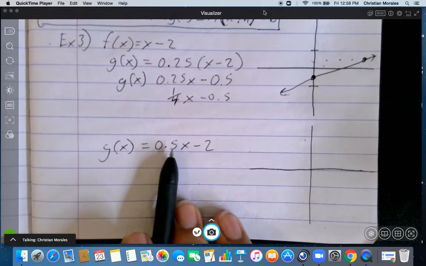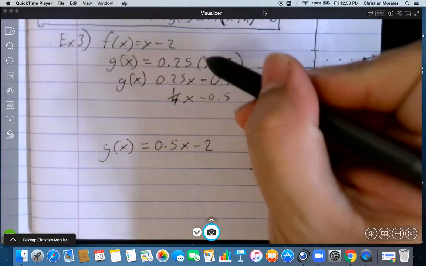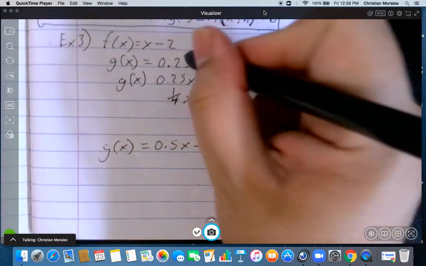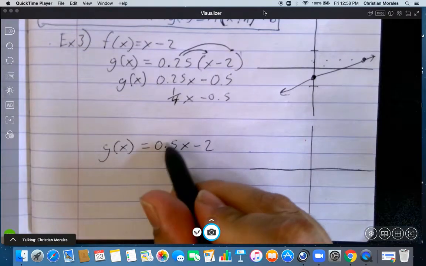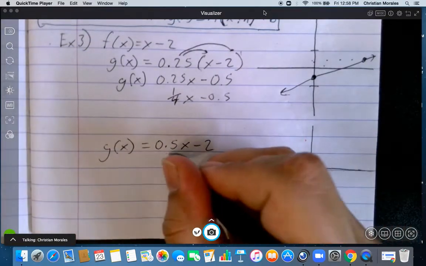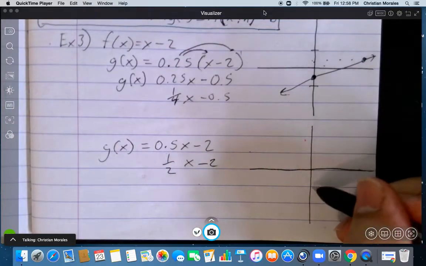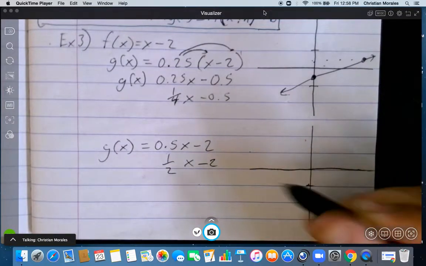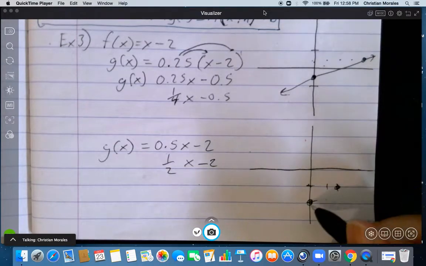Right here, same thing. Now this one is not multiplying the whole thing. This one had parentheses, which is why you had to distribute. You multiplied them both. For this one, you just have to turn this into a fraction. 0.5 is 1/2. So we can graph this one. So negative 2, 1, 2. The slope is 1/2, up 1 over 2. Your line goes like that.